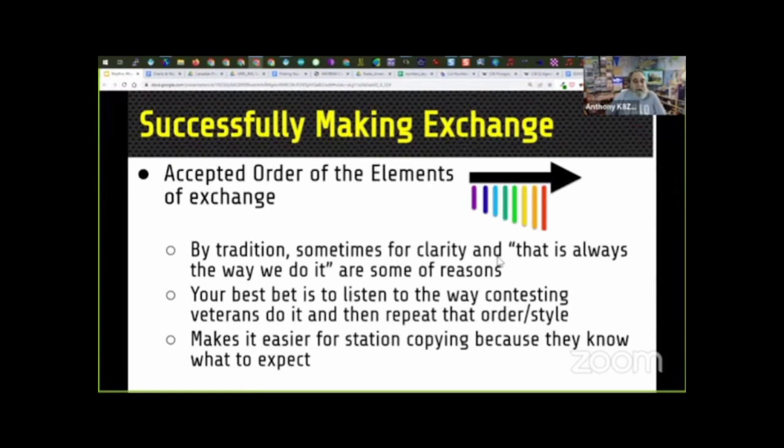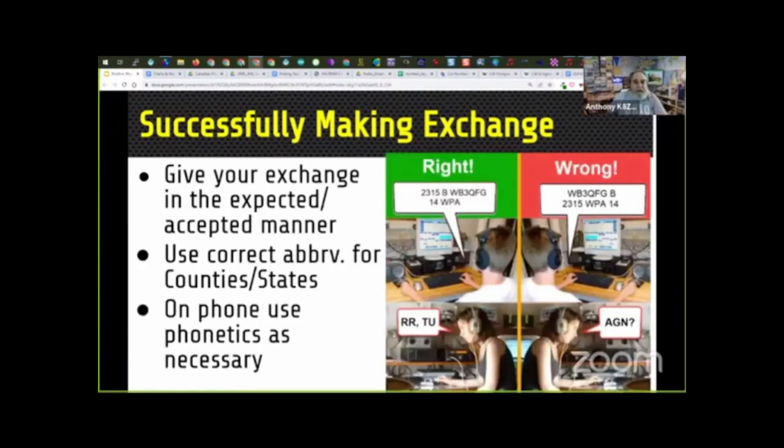Now, knowing the exchange is not good enough, especially when it involves multiple elements. In addition to knowing the exchange, you need to know the order in which the exchange should be given. This is very important for some contests like the ARRL Sweepstakes where you're doing multiple items in the exchange. So your best bet is to listen to see other people doing it and then copy that style. So here on the right is an example of what I mean. This is the ARRL Sweepstakes.